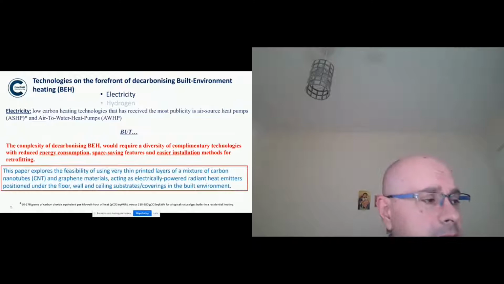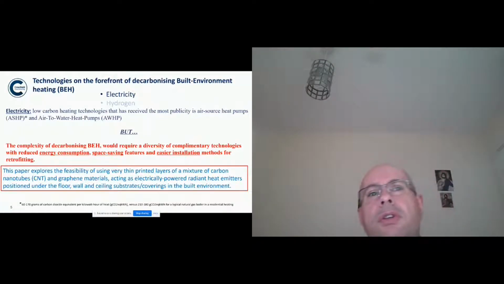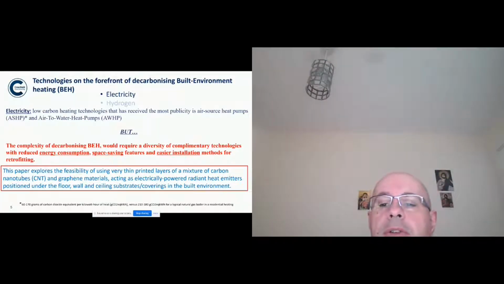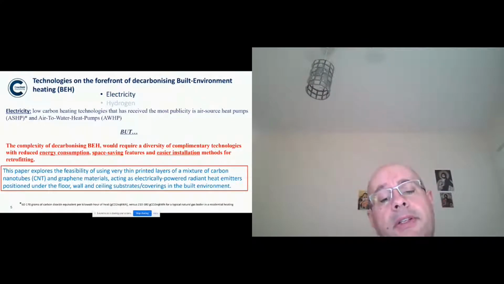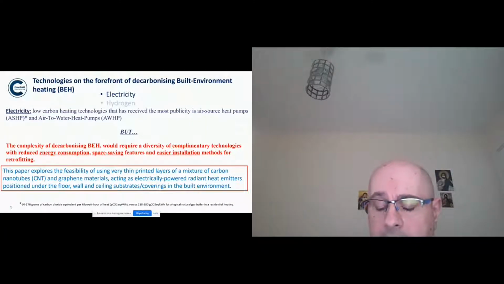The paper that we've written explored the feasibility of using very thin printed layers of a mixture of carbon nanotubes, CNT, and graphene materials that can act as an electrically powered radiant heat emitter under certain built environment surfaces, such as flooring, coverings, ceiling substrates, ceiling tiles, and wall coverings in the built environment.